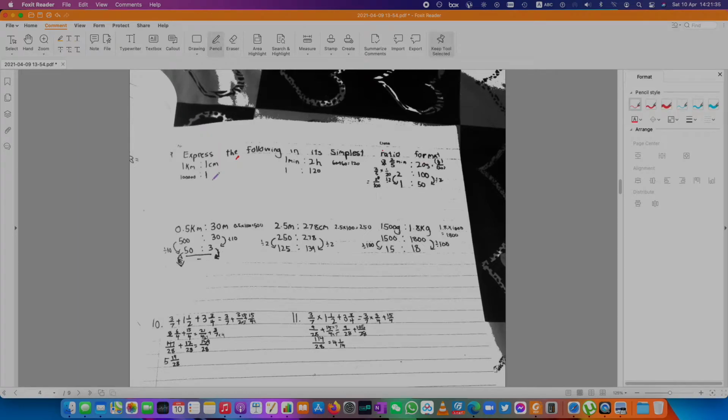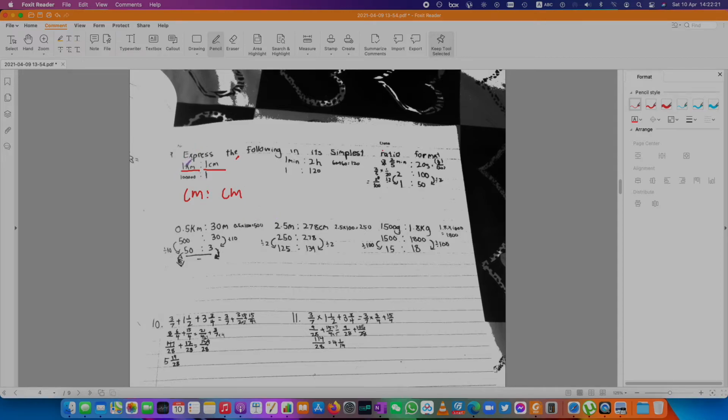Okay, so first question is, for 1 kilometer to 1 cm. First thing first, I convert my 1 kilometer to... no. The 1 kilometer I need to convert to what first? In order to simplify this ratio, I first need to convert them into the same unit. Let's say this is km and this is cm, so I need to convert the km into cm, like you say, right? Only when you have the same unit can you simplify. That is the trick in ratio. You need to convert them into the same unit before you can do simplification, right?